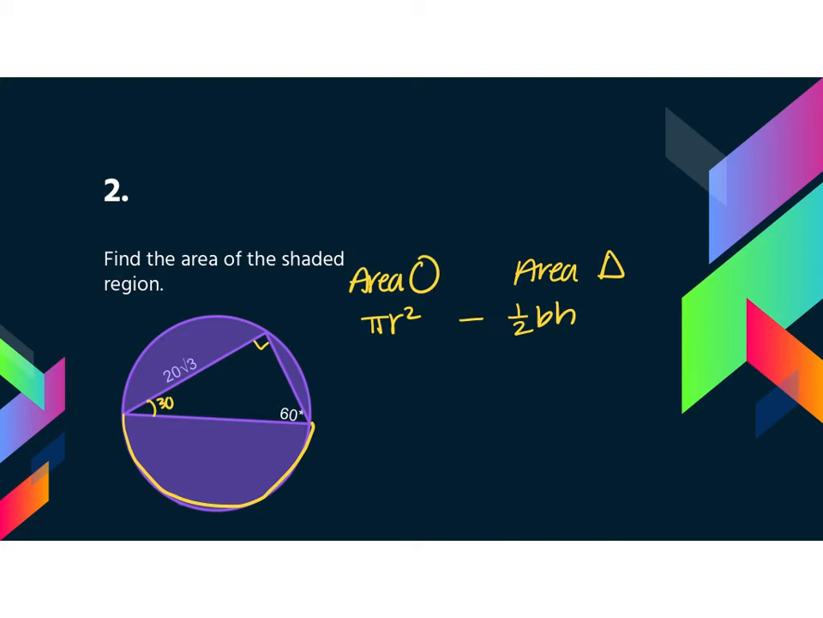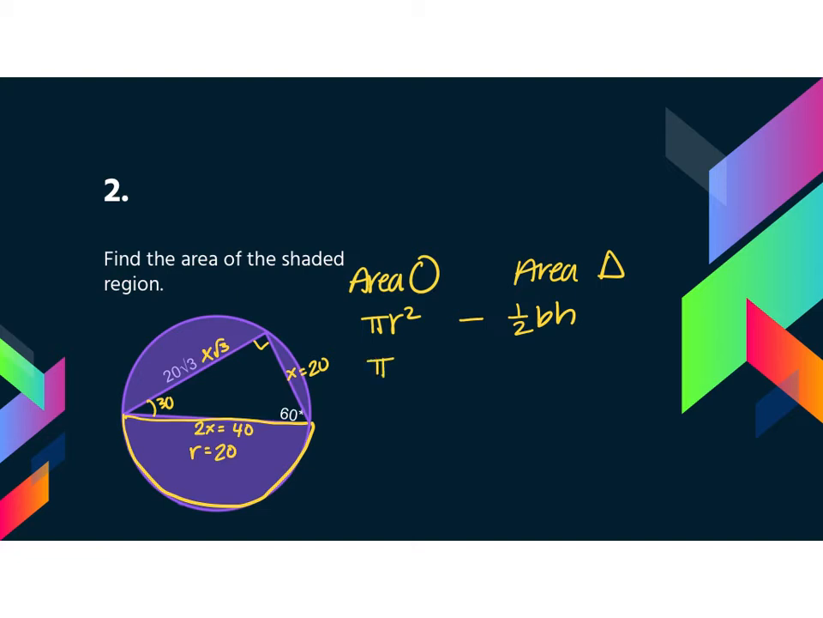Across from the 60 is our x square root of 3. Across from the 30 is x, and the hypotenuse is 2x. So here I want to find my x, and I see there that it's the same thing as 20, which means that 2x is 40. The diameter of our circle is 40, so that means the radius is 20. We now have enough information to substitute into our formula.